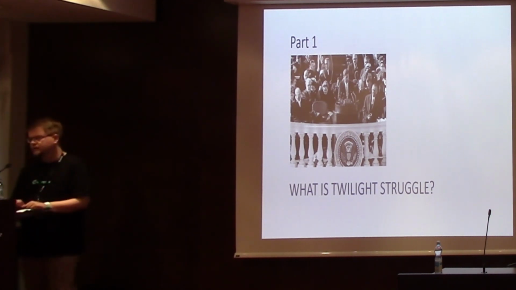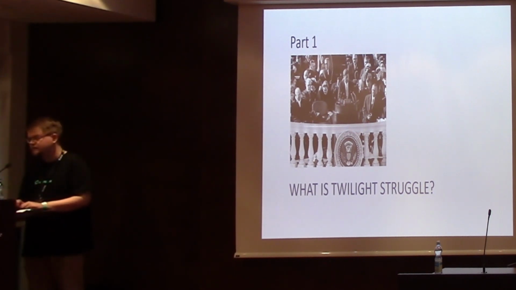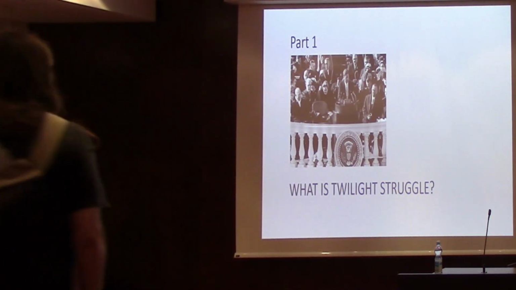The picture here is from John F. Kennedy's inaugural address from 1961, because the phrase Twilight Struggle is actually a quote from Kennedy's inaugural address. And he, of course, was referring to the Cold War and the ideological battle between the Western and the Eastern blocs. So that's why Kennedy's here in picture form.